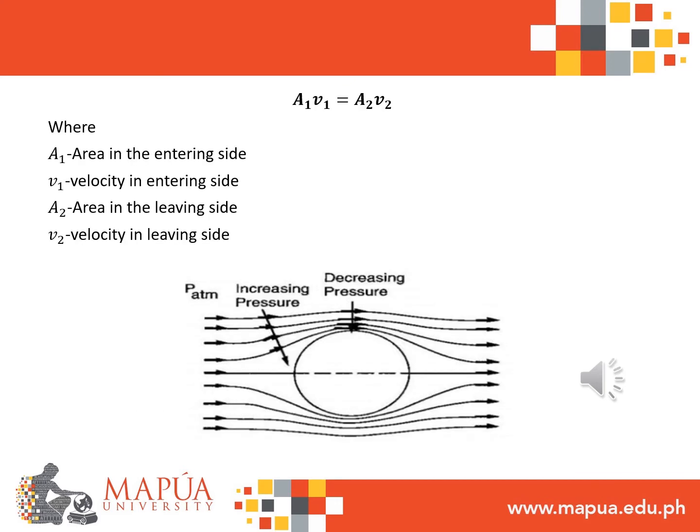This equation can be further expressed as area in the entering side times velocity in the entering side is equal to the area in the leaving side times velocity in the leaving side. Based on this equation, it can be stated that the area of the flow is inversely proportional to the velocity of the fluid. As you can see in the figure, it is a phenomenon called the Venturi effect. We can see that at the top of the surface of the area of the sphere, the area of the flow is lessened, and based on the continuity equation, a decrease in flow area will cause an increase in velocity.